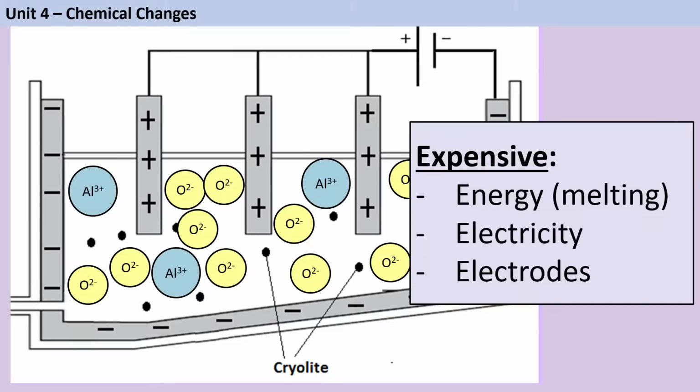Now this is a really expensive process because it takes a huge amount of energy to melt the electrolyte, also the electricity to do the electrolysis, and also because these electrodes are going to wear away. So the anodes are made of graphite, which is a type of carbon, and because it is so very, very hot, graphite is actually pretty unreactive, but at 900-ish degrees C, pretty much everything reacts eventually. So when the oxide ions are discharged and they make oxygen molecules, the oxygen molecules react with the carbon to make carbon dioxide and therefore wear away.